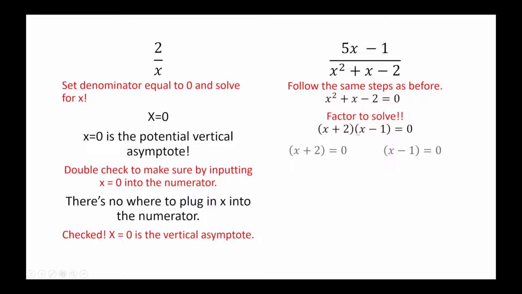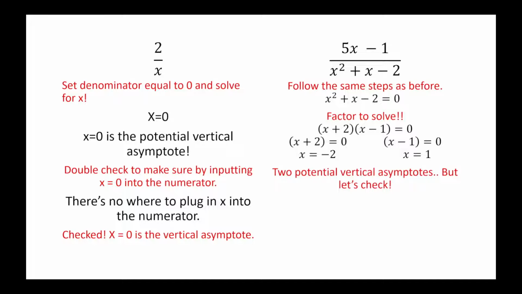Then what we can do is something called teeing off so that we can separate our two parentheses, our two bubbles, as I like to call them. And so we can have x plus 2 equals 0 and x minus 1 equals 0. Here then, when we do algebra for both of these equations, we'll end up with x equals -2 and x equals 1. So again, these are going to be our potential vertical asymptotes, but we have to double check.